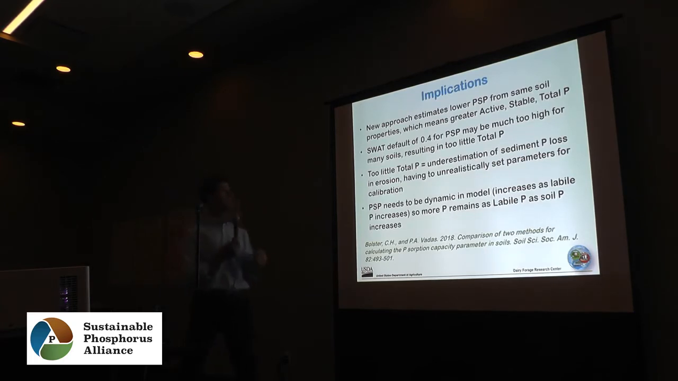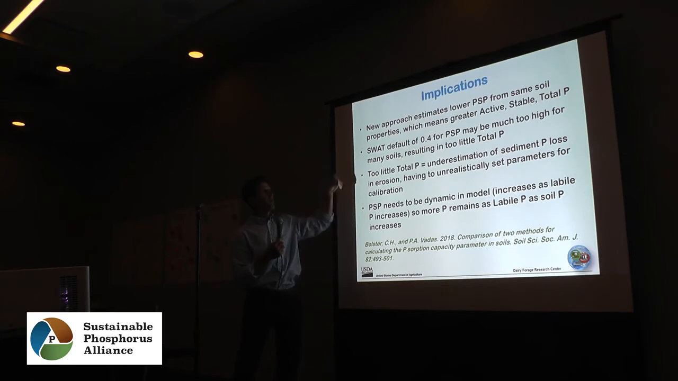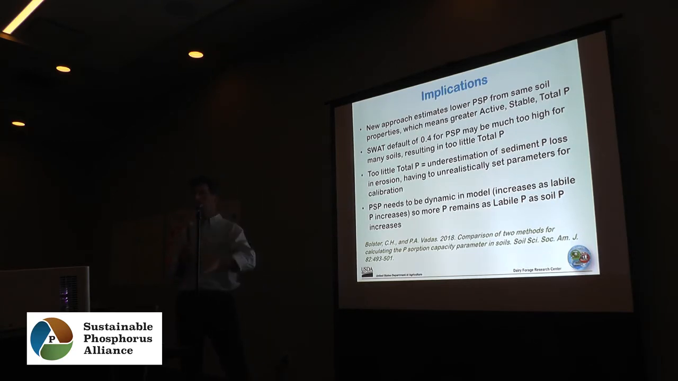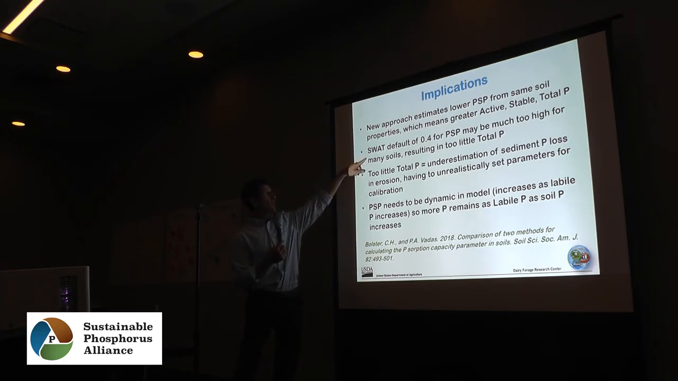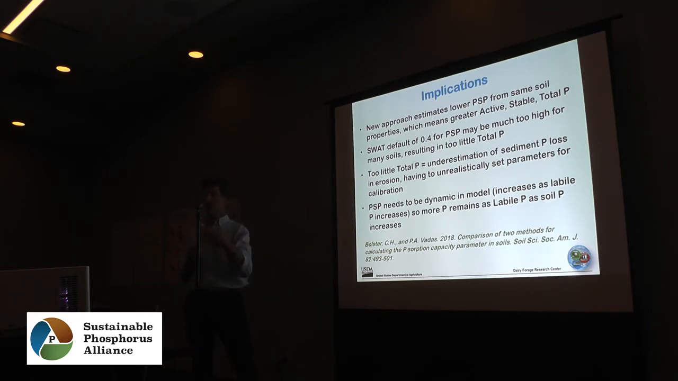So some of the implications of what we're seeing is that with our new approach, our calculated PSPs were lower than what the original equations were estimating for PSP. If you have a lower PSP, that's just going to bump up your active and your stable P and your total P. So be careful with the SWOT default of 0.4.